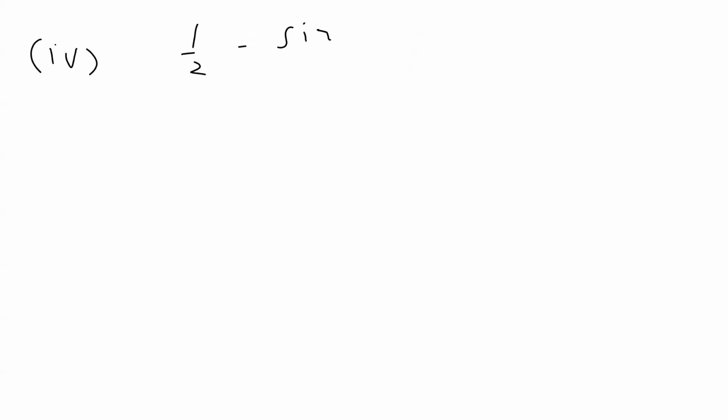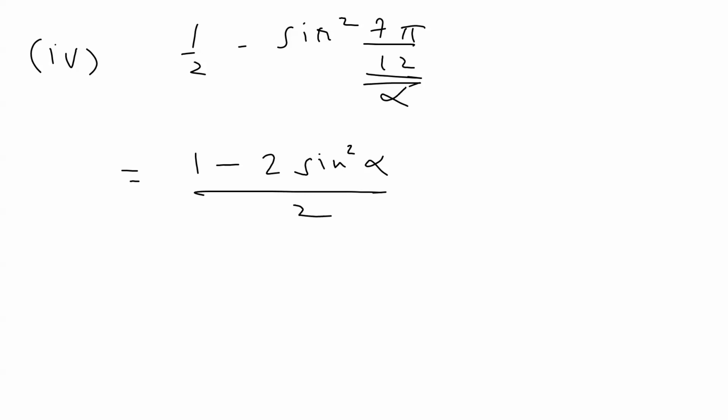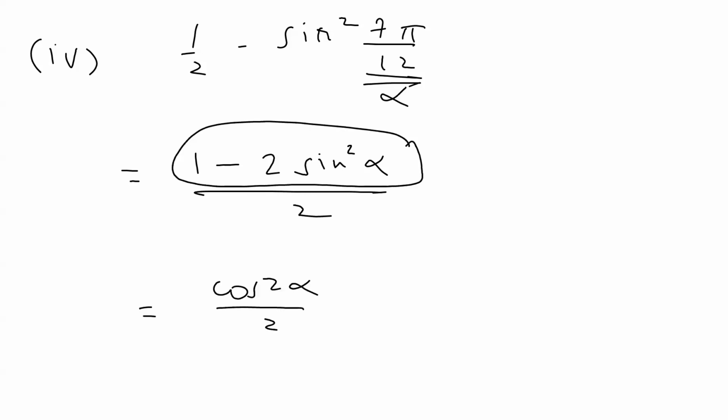Half minus sine square 7 pi by 12. Now there is no such formula like half minus. So first we are going to take LCM. 1 minus 2 sine square alpha. Let this be alpha now. Now 1 minus 2 sine square alpha is cos 2 alpha as per the double angle formula. Now put the value of alpha.